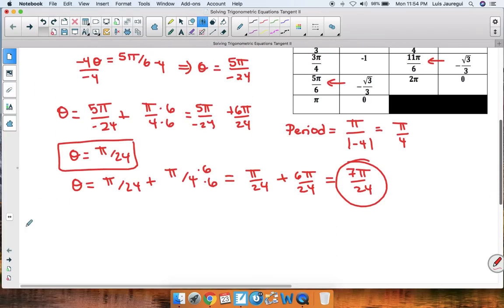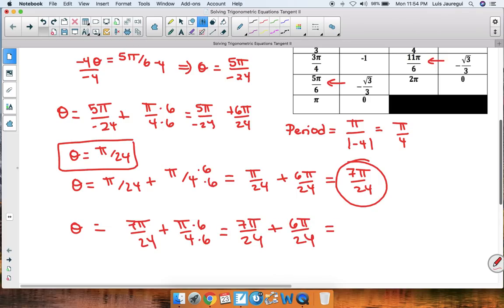So now, to figure out the next angle, we take this previous angle, which is 7 pi over 24, and we're going to add the period of pi over 4. Now, let me multiply this one by 6 over 6 so we can have the same denominator, and this now becomes 7 pi over 24 plus 6 pi over 24. And that is now 13 pi over 24. So that also works.